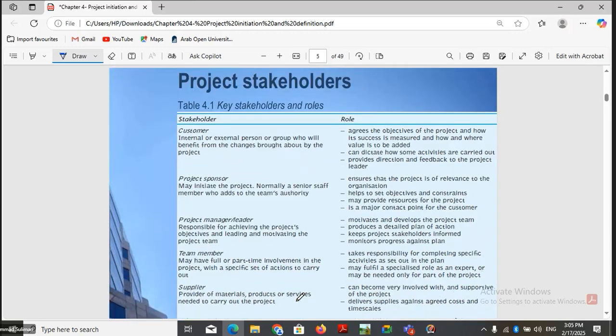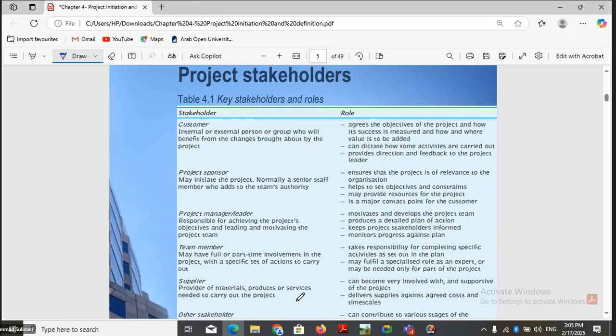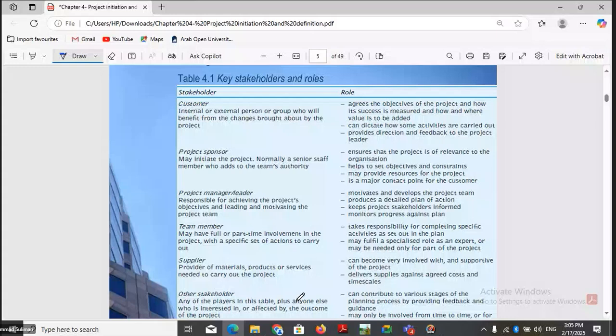Now here, this Table 4.1 shows some key stakeholders and their roles. In this, we have listed some stakeholders: number 1, customer; 2, project sponsor; 3, project managers or leaders; 4, team members; 5, suppliers; and 6, other stakeholders. So six are listed here with their roles, what they are going to do in the project.